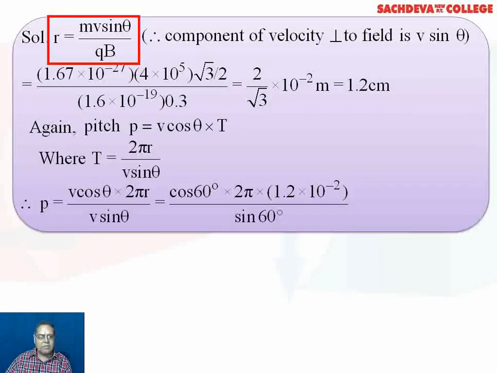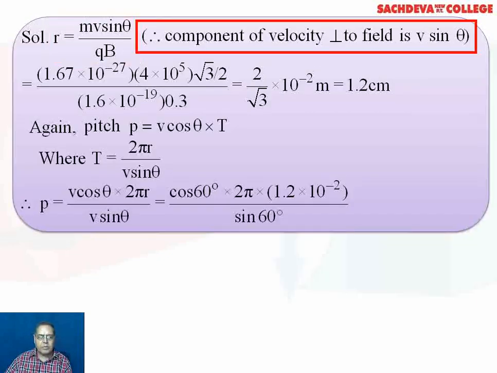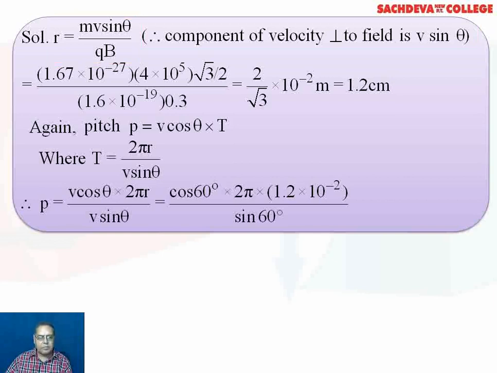Now R is mv sin theta by qB. The component of the velocity perpendicular to the field is v sin theta. Compute the values, and we will find that R comes as 1.2 centimeters.